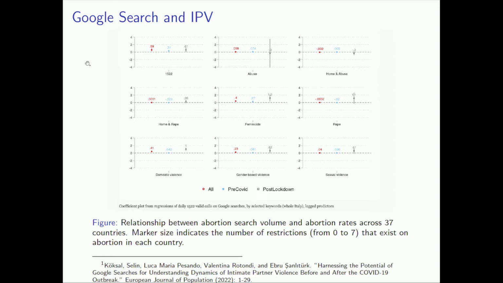The title here, the caption is wrong. It should not be abortion rate, it should be intimate partner violence. And in Italy, the predictive power of Google search and intimate partner violence is much stronger during periods of crises.